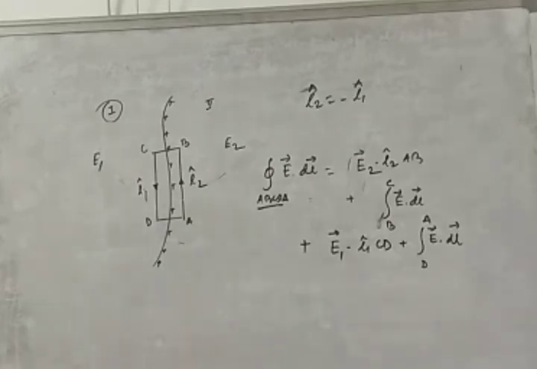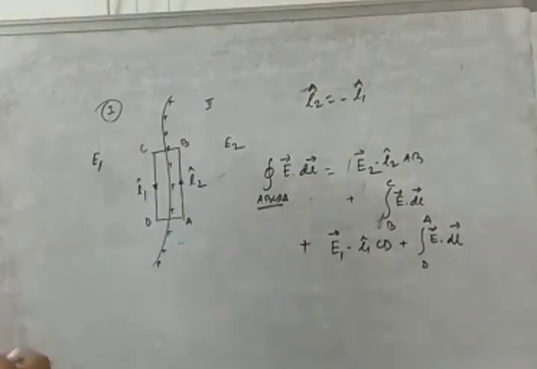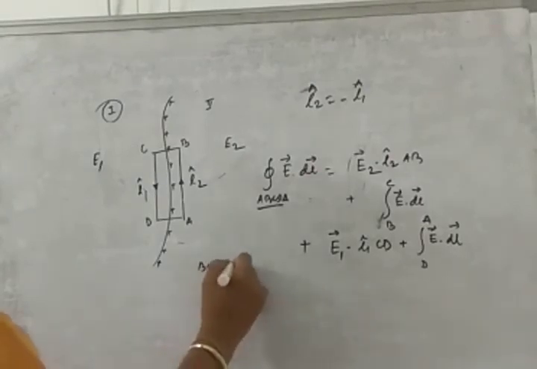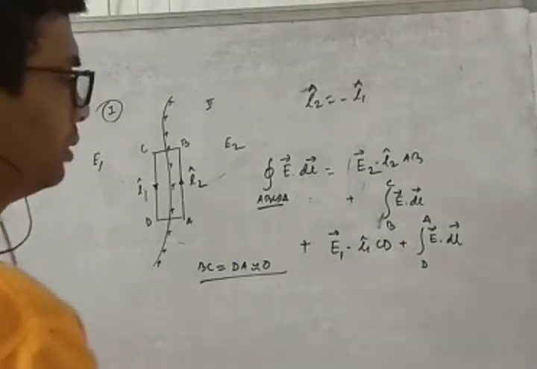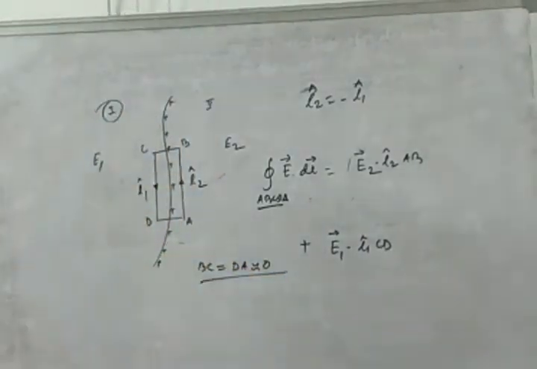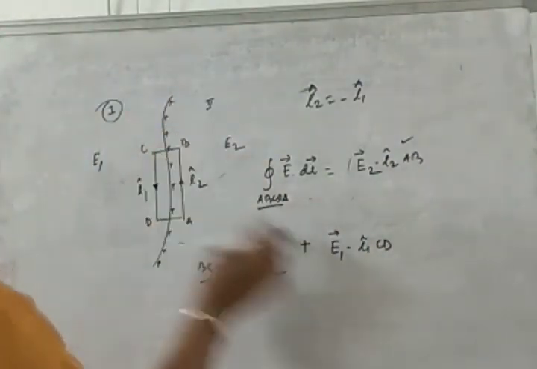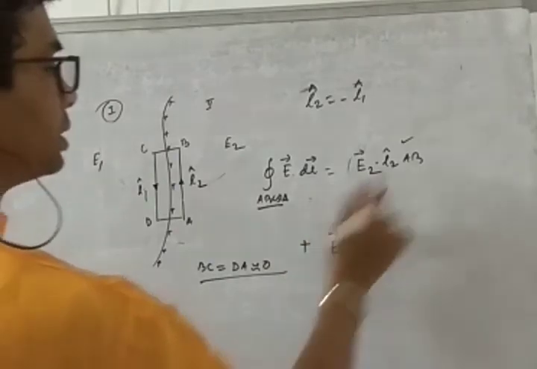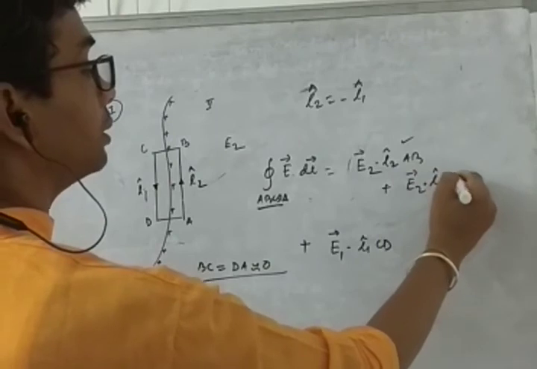Now if we consider the loop in such a way that the BC length and DA length are very small, that means BC and DA are nearly equal to 0, from this understanding we can easily cancel these two. This is for BC and this is for DA, and we have only this part for the second side, and this part for the first side. So just written here E2 dot L2 AB and E1 dot L1 CD.